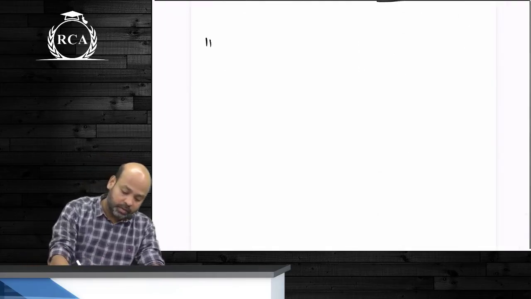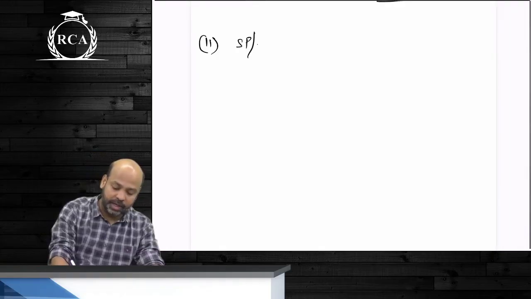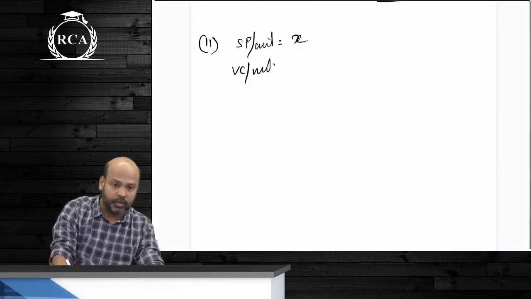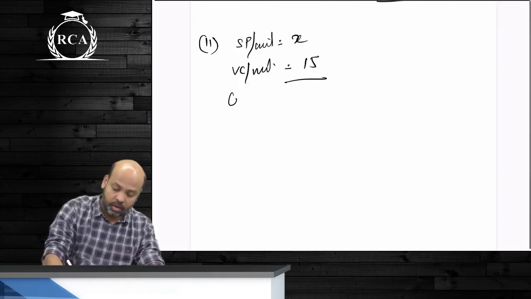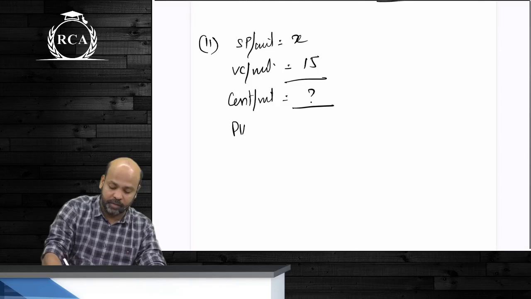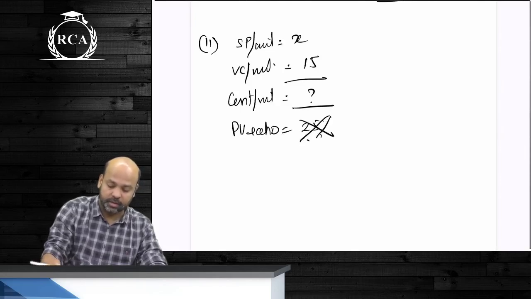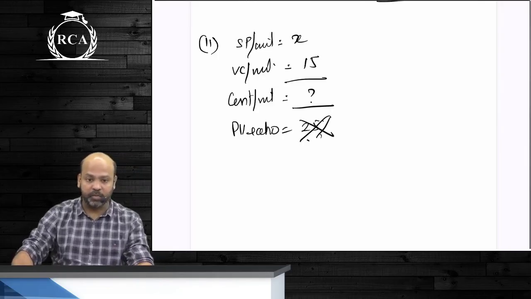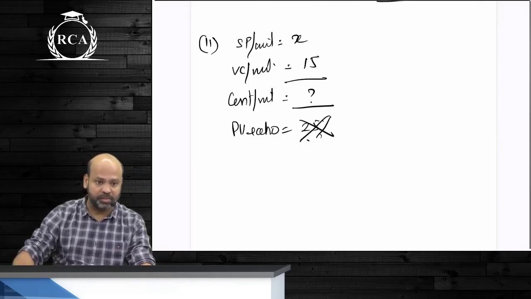Guys, the same mistake, guys. Selling price per unit is not known. Variable cost per unit is 15. Contribution per unit is also not known. If anyone writes PV ratio is 25%, you will get beaten. When selling price per unit is changing, PV ratio does not remain constant.